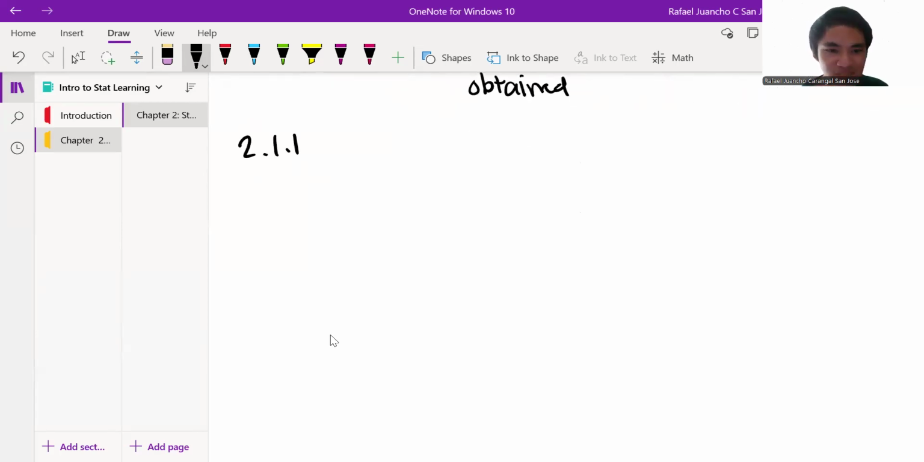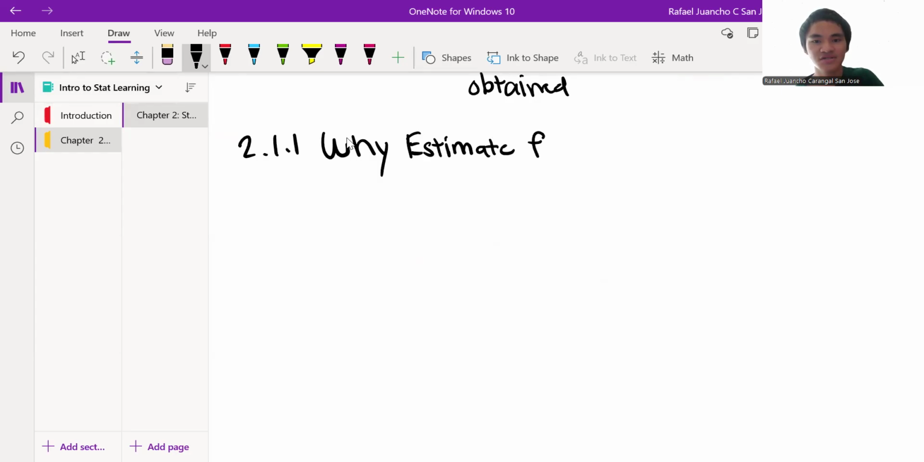Point 2.1.1. So we're asking here, why do we estimate f? What's the reason for doing that? Well, we want to predict data. Oh, there we go. That's one of the reasons. There are two main reasons: one is prediction, one is inference, right? So one of them is prediction.